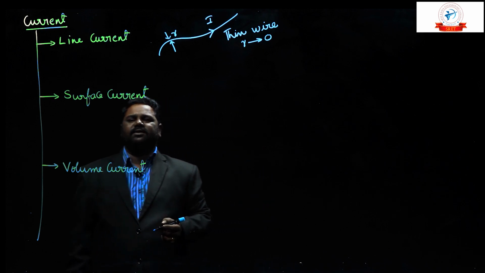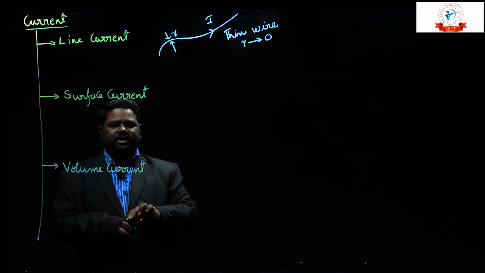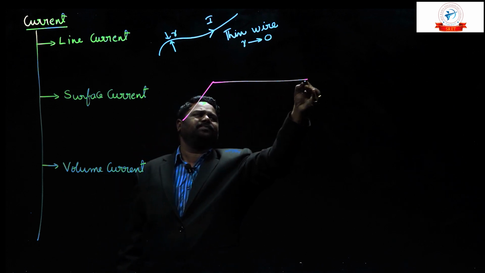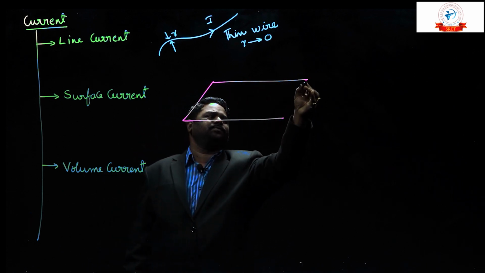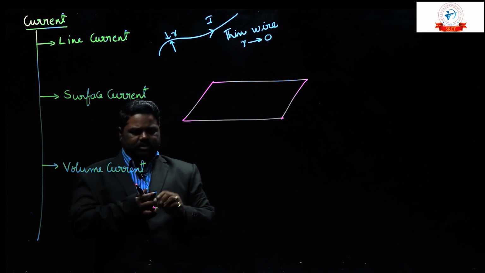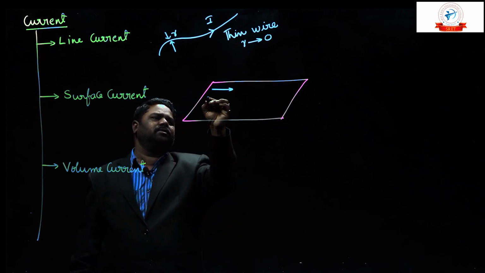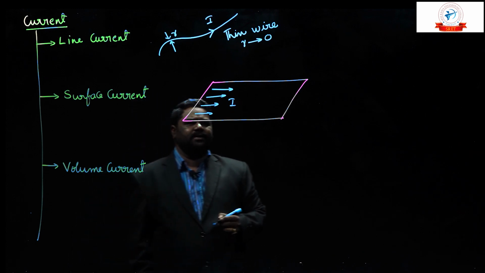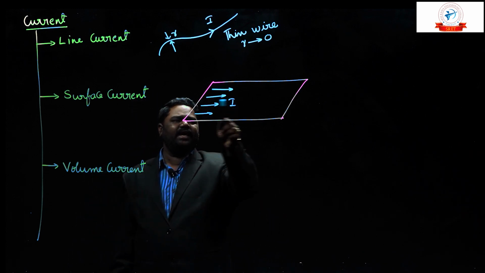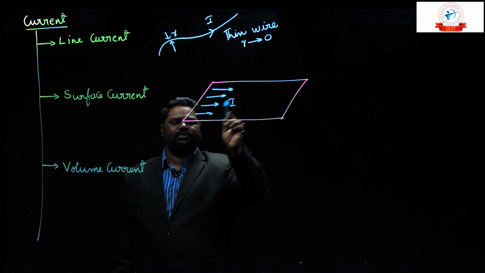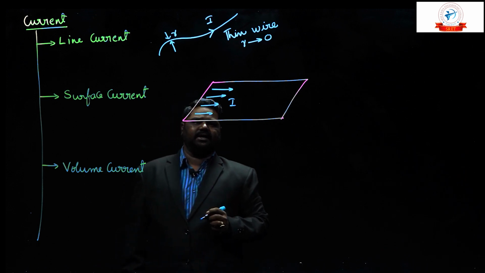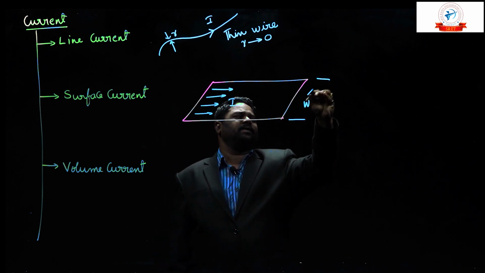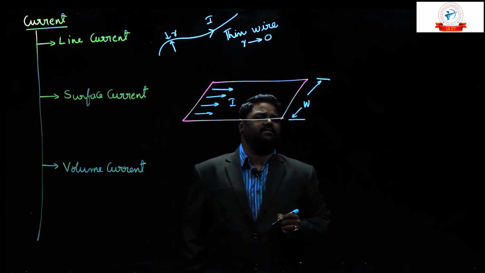Next one, surface current. Here the name itself explains that the conductor will be in the form of a surface or sheet. So here the current flows in this sheet or surface. Because the current flows in the entire sheet from left side to right side, this is called a surface current. Now consider the width. This is the width of the sheet or width of the conductor.